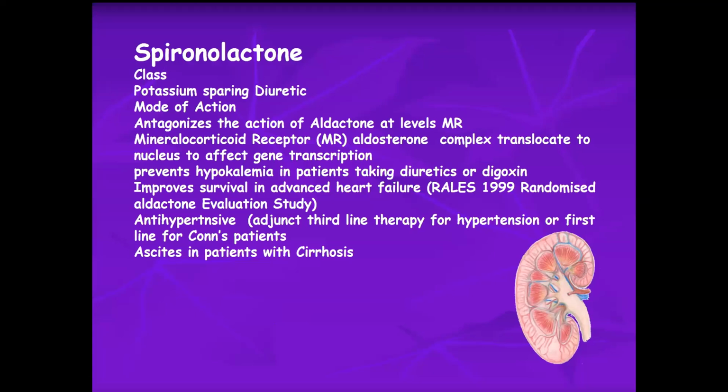Mode of action: it antagonizes the action of aldosterone at the MR, so that's your mineralocorticoid receptor, aldosterone complex, and translocates to the nucleus to affect gene transcription. It prevents hypokalemia in patients taking diuretics or digoxin, and improves survival in advanced heart failure. So that was the RALES study, which was done in 1999. As an antihypertensive, it's an adjunct third-line therapy for hypertension or first line for Conn's patients. Of course, it's used for patients with ascites and cirrhosis.